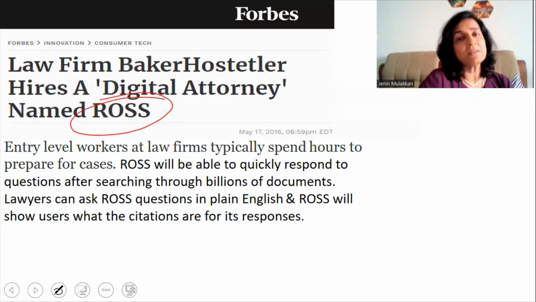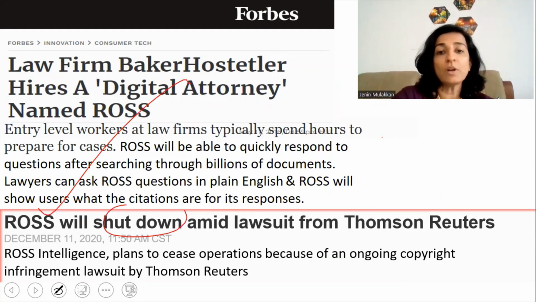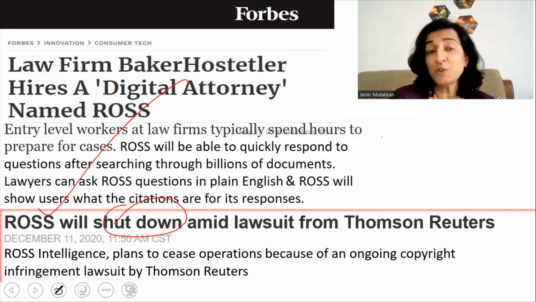Now, this expert system Ross is not existing now, and you might wonder why. Just look at this headline. Ross will shut down amid lawsuit from Thomson Reuters. Though Ross has been shut down because of a copyright infringement lawsuit, it still remains one of the classic examples of an expert system in the field of law.